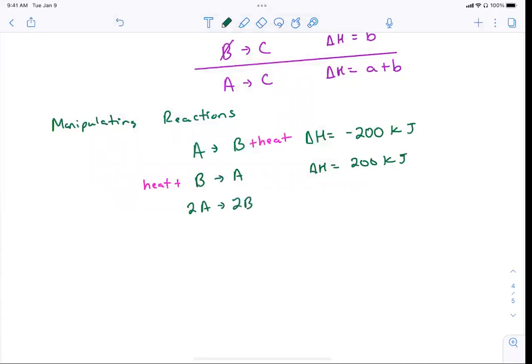If you double the reaction, then you double the delta H, because you have twice as many moles of reactants and products, so you have twice as much heat.